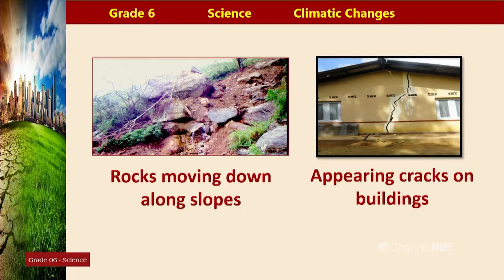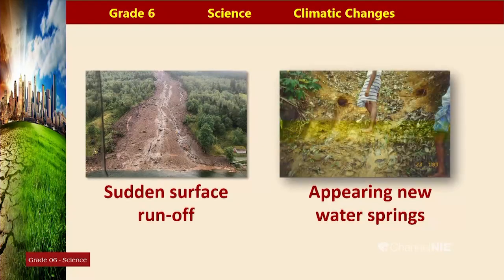Rocks moving down along slopes is a prediction that a landslide is occurring. Even cracks appearing on buildings show that there might be a landslide. Sudden surface runoff, where earlier there was no runoff but suddenly water drains along the surface, might be a prior sign of a landslide. Even new water springs appearing is a prior sign.